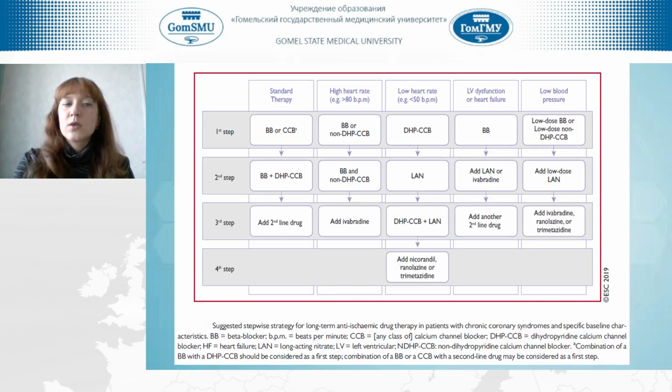Here you can see the steps according to the situation. There are 4 steps. The first is standard therapy. Start with beta blockers or calcium channel blockers. Second step, add beta blockers together with calcium channel blockers, and you can see dihydropyridine calcium channel blockers. Third, add second-line drug. And the last, 4th step, add nicorandil, ranolazine, or trimetazidine.